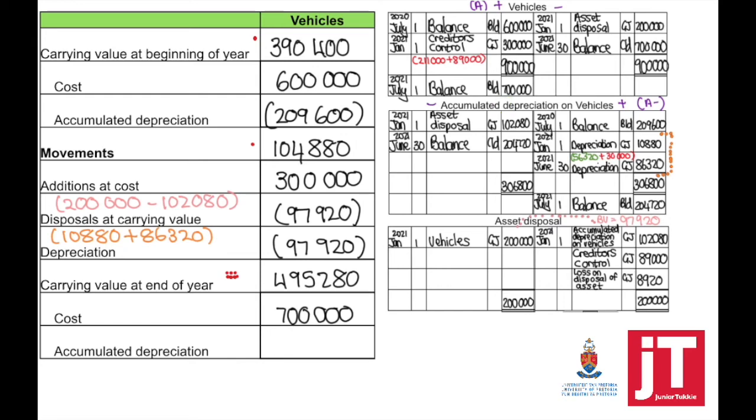To get the accumulated depreciation, we can take the cost minus accumulated, or we can say accumulated in the beginning minus the total accumulated depreciation on the asset which I disposed of plus the depreciation equals accumulated at the end, and it provides you with exactly the same balance. If you take your cost minus accumulated at the end, it should equal exactly the same carrying value as calculated earlier. Then you know that you've done this correctly.